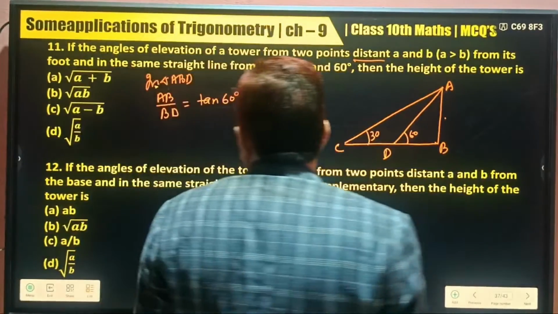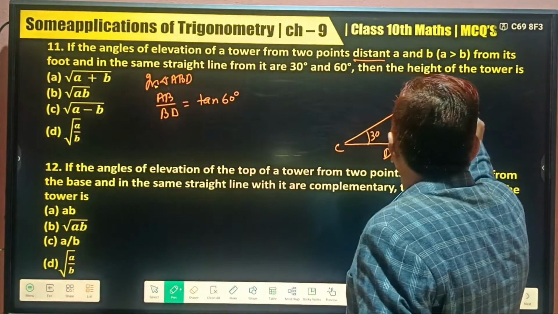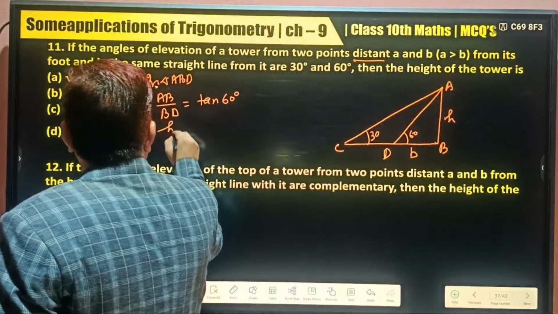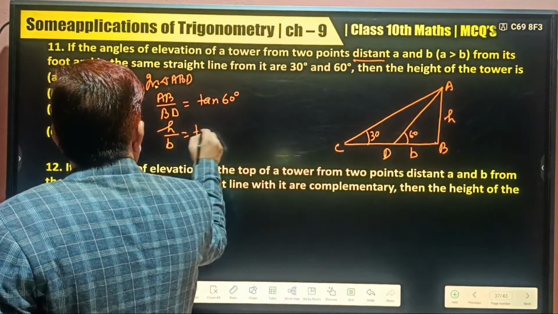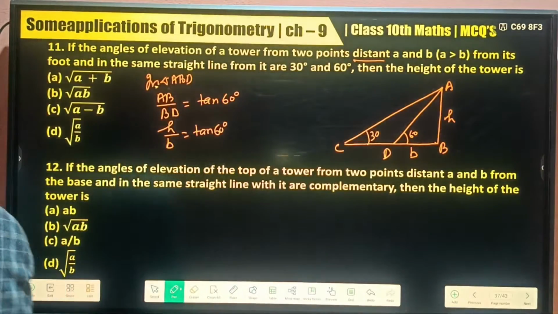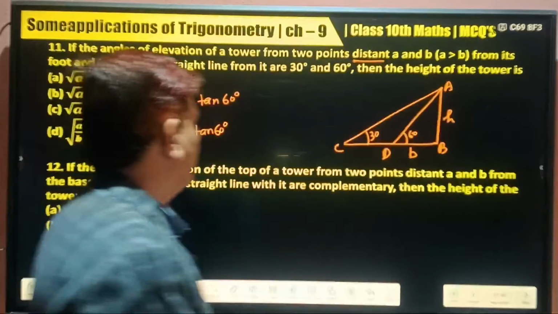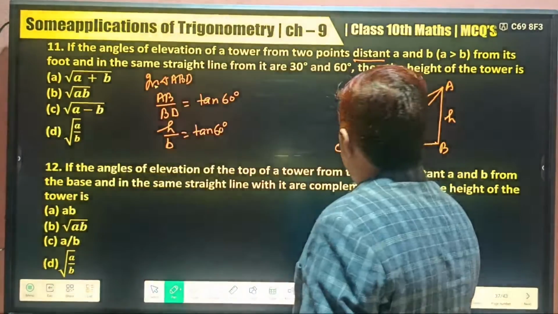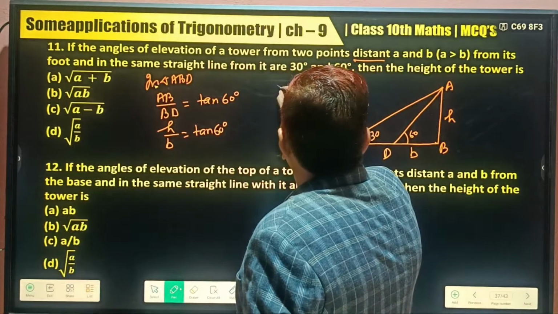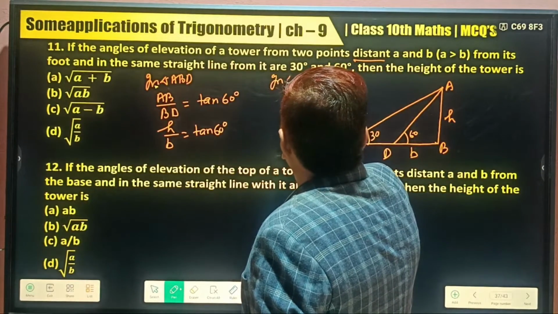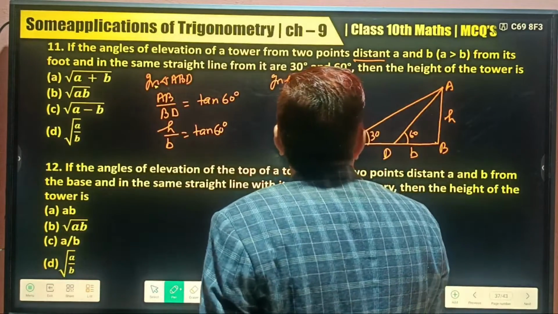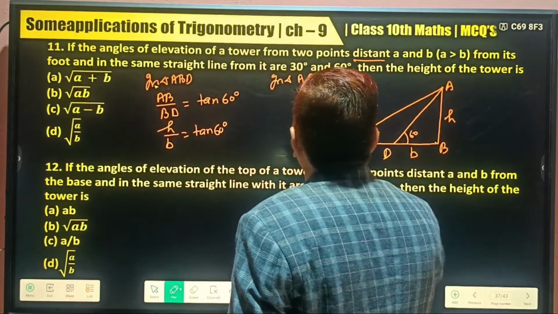What's tangent 60? This we can say H, this we can say B. So it becomes H by B is equal to tangent 60. Understood? Now how can we write? Now taking this, in triangle ABC.